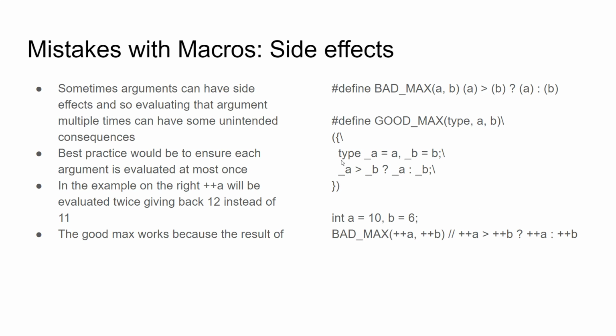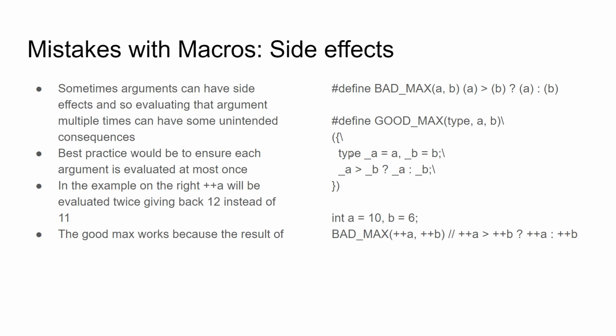Over here, you've probably seen something really weird with the good max, where the result is enclosed in parenthesized curly brackets. This is a GCC extension. It's apparently not standard C. But what will happen is the result of this expression will be the result of the last line evaluated inside of it. So what happens over here is I pass in my type, so I know what the type of A and B are.